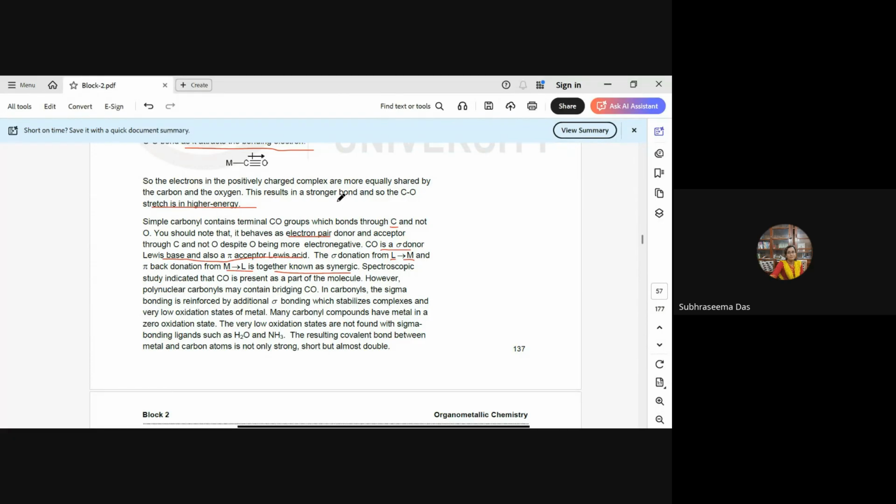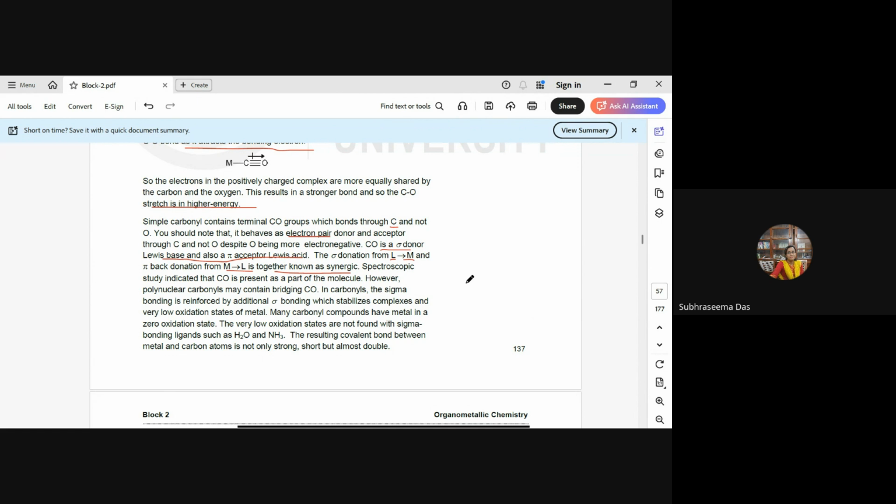But polynuclear carbonyls may contain bridging CO, because polynuclear means more than two metals are present. So when we have polynuclear carbonyls, bridging is possible. In such cases, the sigma bonding is reinforced by additional sigma bonding, which stabilizes the complex. So in polynuclear carbonyls we come across additional sigma bonds which are required to stabilize the complex, and also to stabilize the low oxidation state of the metal. Many compounds have zero oxidation states, even simple carbonyls or polynuclear carbonyls.